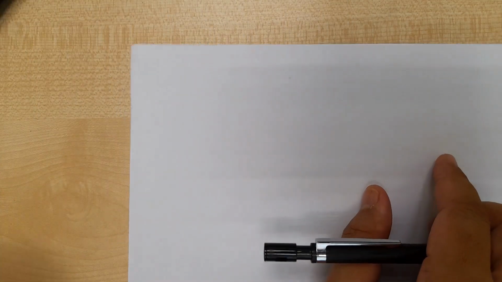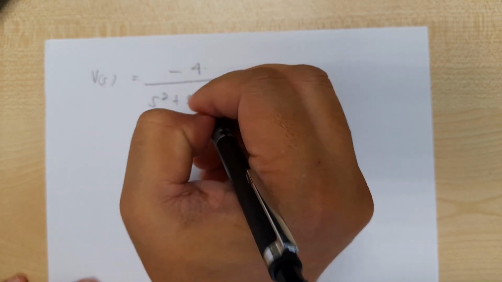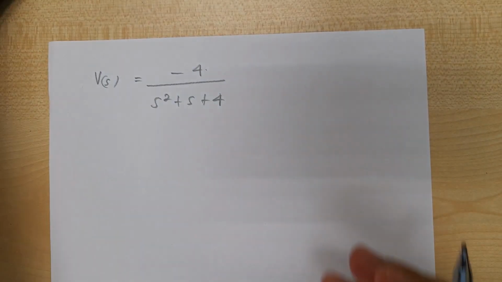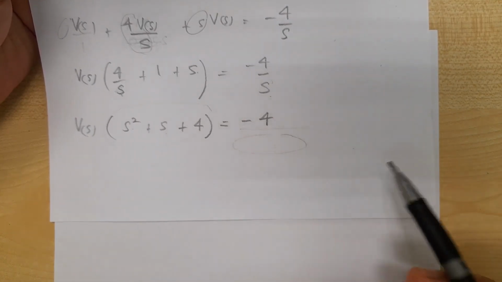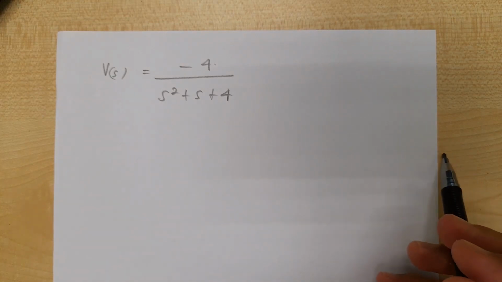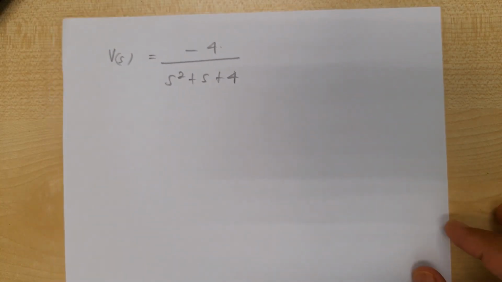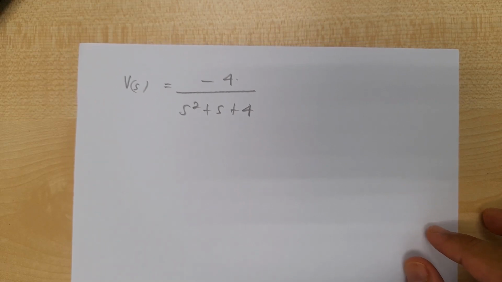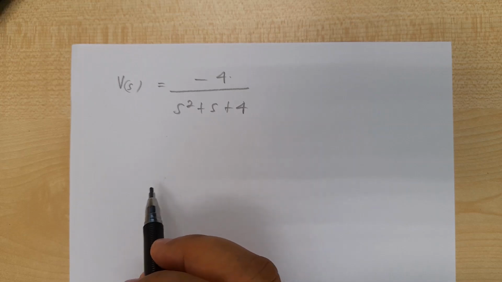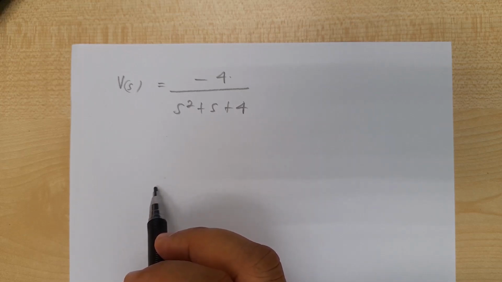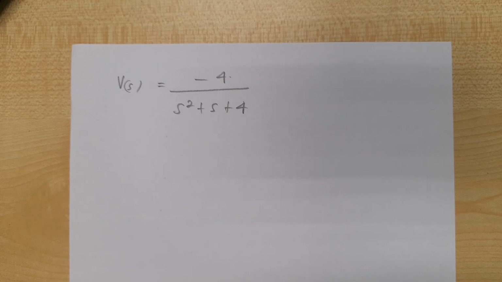Continue. Vs equals negative 4 over S squared plus S plus 4. So basically we just move all this to here, and then this is where it gets a little tricky. The whole point here is later on we will need to perform inverse Laplace. We need to perform the inverse Laplace.